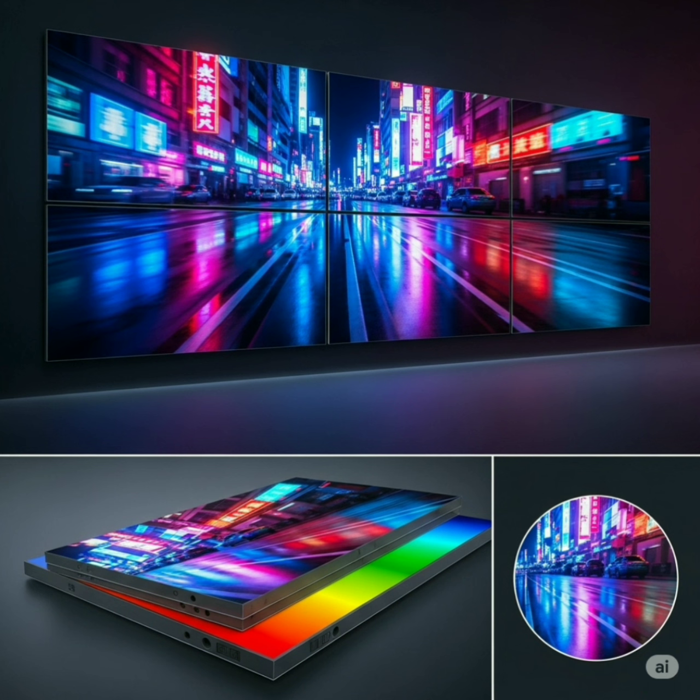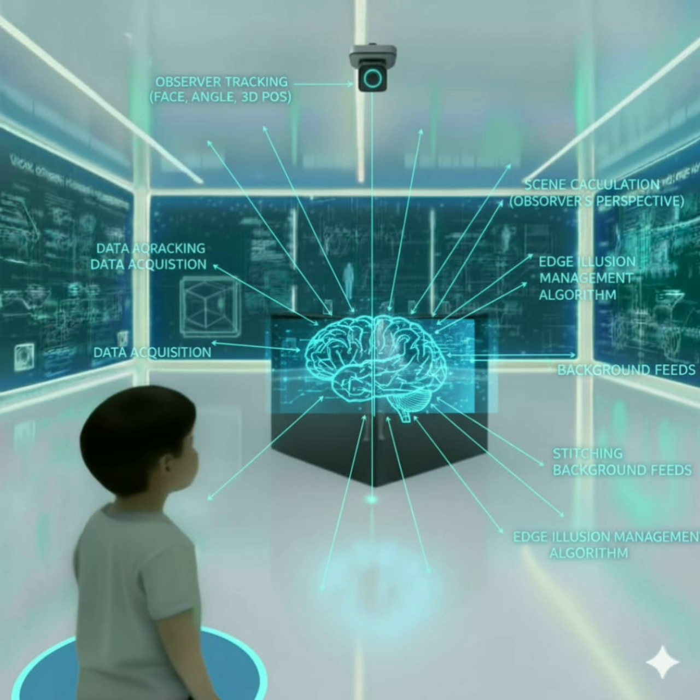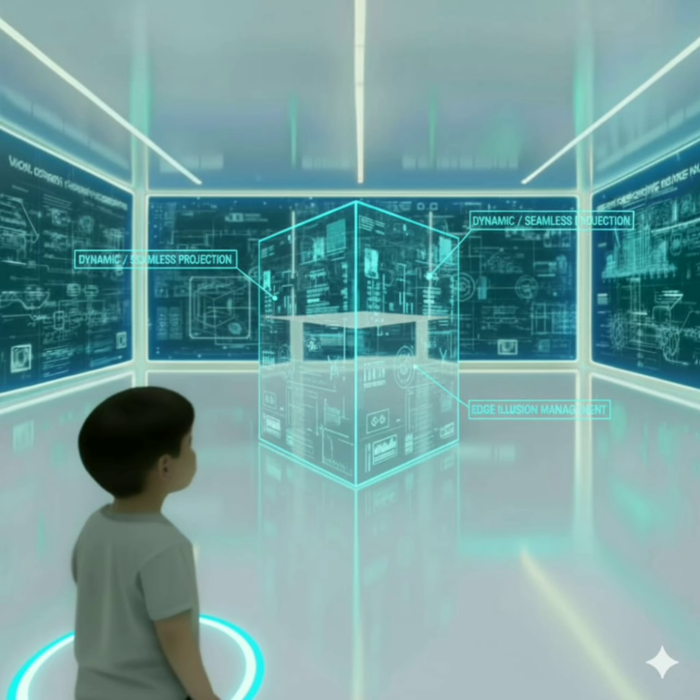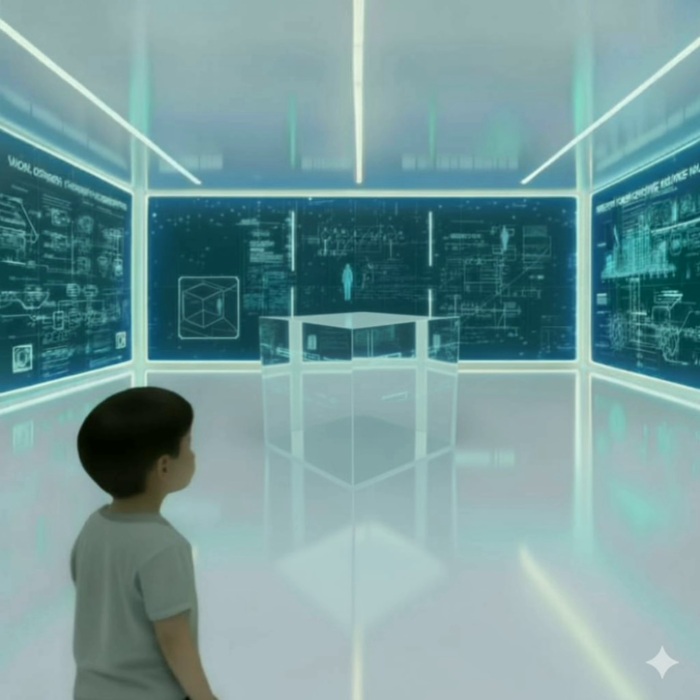And this is the final step, step 3, seamless projection. The system is now taking the final output of the Edge Illusion Management Algorithm, that seamless, stitched background image, and applying the observer-specific perspective warp to it. This combined image is now dynamically warped and projected across both adjacent physical OLED panels. The result: absolutely no visual discontinuity. The illusion is now perfect, even on the edge.